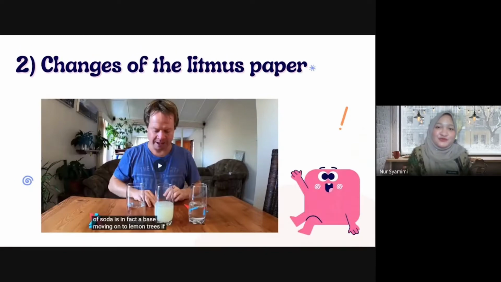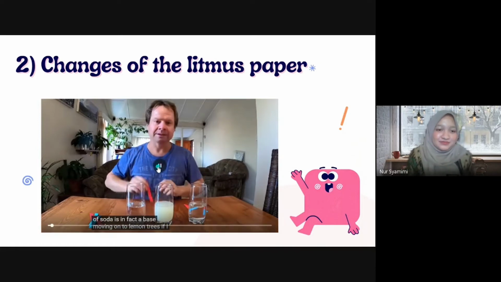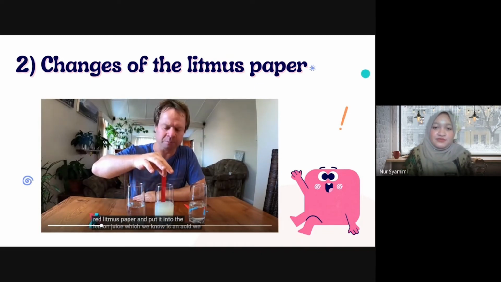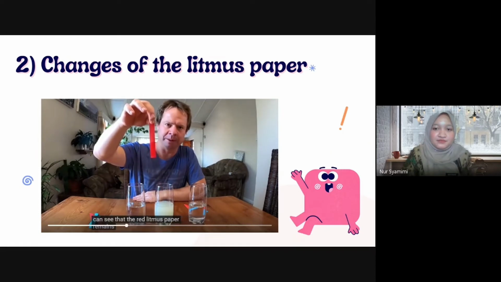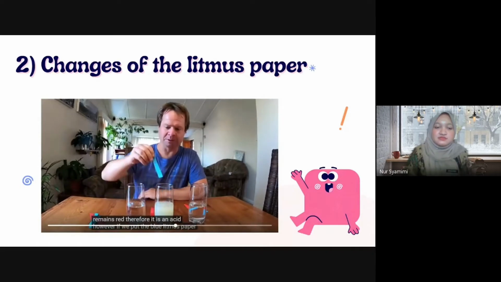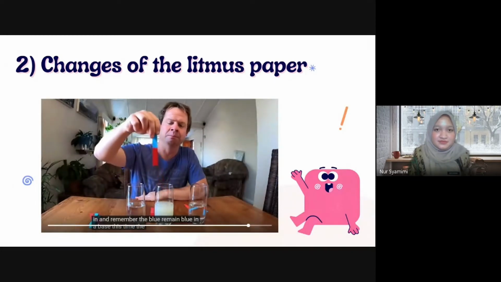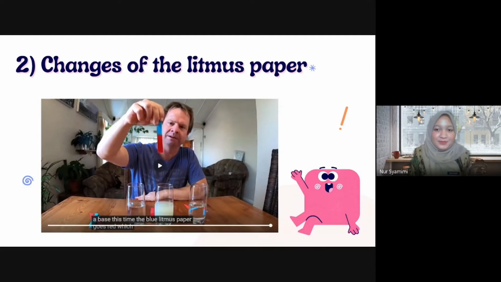Alright, so we will move to the second way how to identify acid and alkali. So, you can see this video. If I take the red litmus paper and put it into lemon juice, which we know is an acid, we can see that the red litmus paper remains red. Therefore, it is an acid. However, if we put the blue litmus paper in, and remember the blue remained blue in a base, this time the blue litmus paper goes red. Alright, so after you see this video, what can you say?